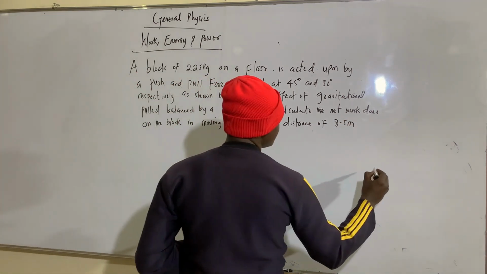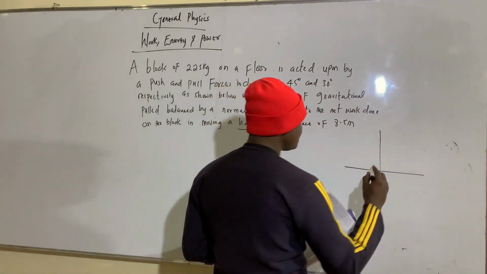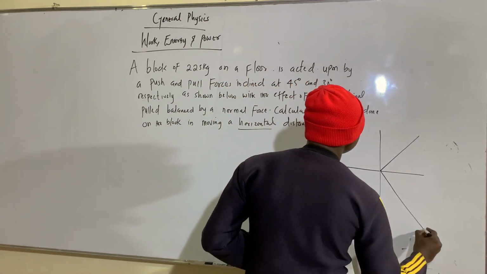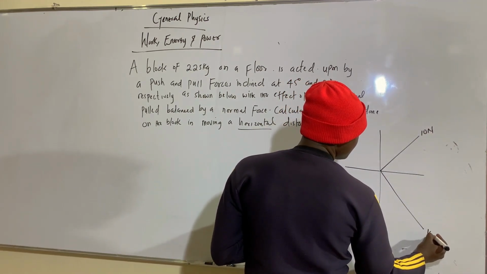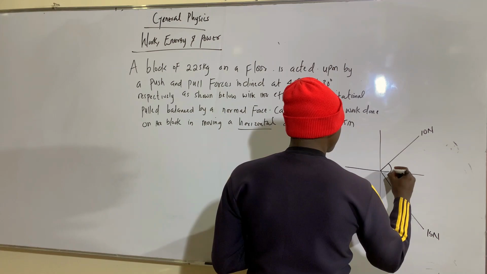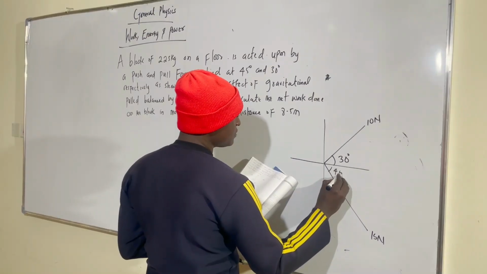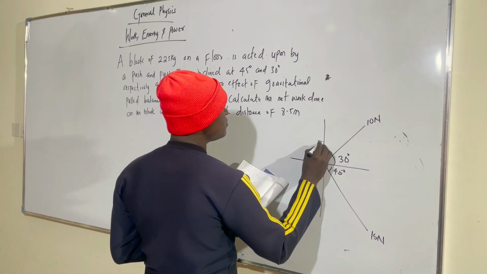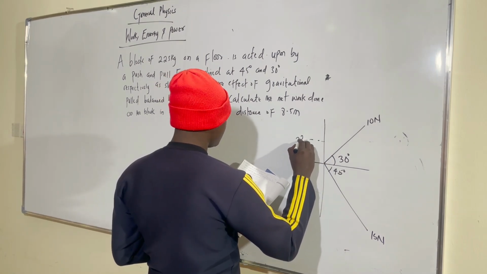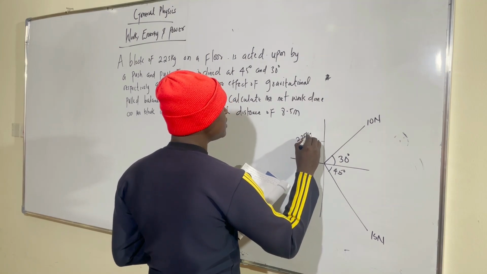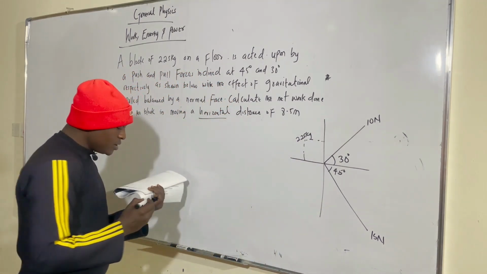Let me draw it here. Talking about this diagram, we have something like this. So here they say we have 10 Newton. So here we have 15 Newton. Here we have 30 degree. We have 40 degree here. And so the block itself moves around this area, which is a 225 kilogram. So now we are asked to find the work done here.